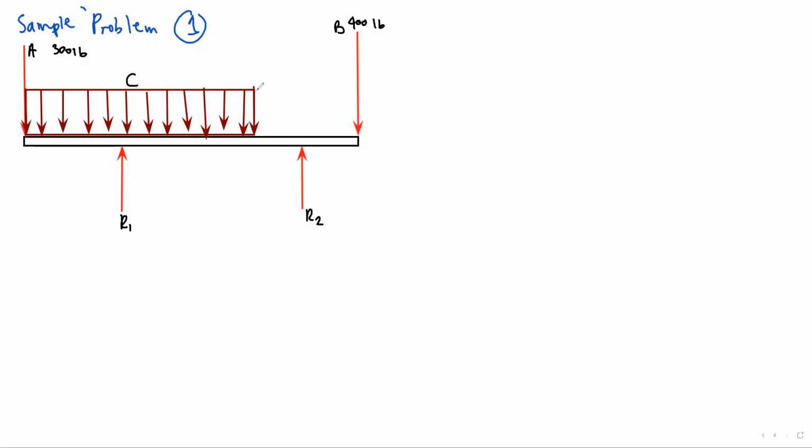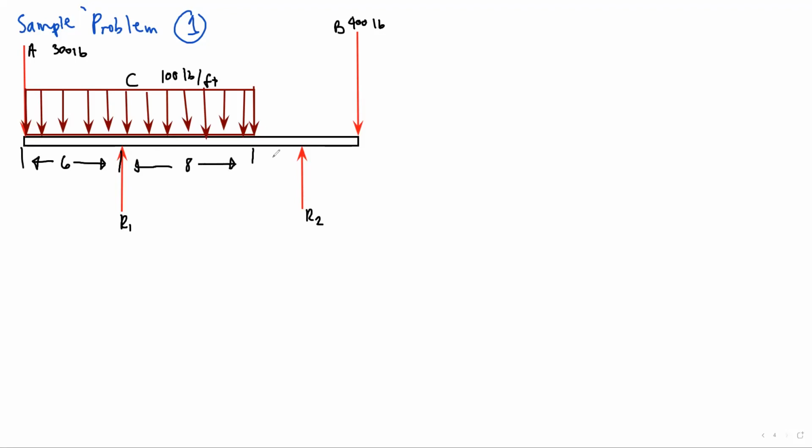And meron siyang every force equal to 100 pounds per foot. Okay? So resultant niya, di ba? The rectangle naman siya, guys. Pero bago tayo sa resultant, let's get all the distances muna. So first, we have A to R1. A to R1 is equals to 6 feet. Next, yung dulo ng C natin, guys, to R1 is equals to 8 feet.